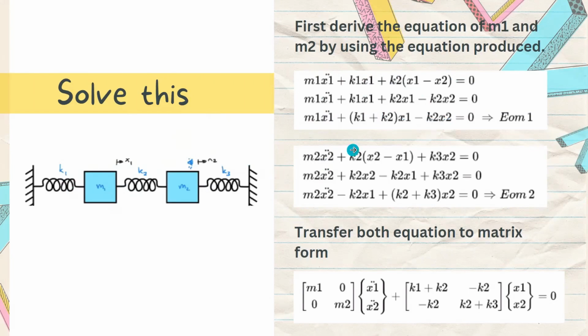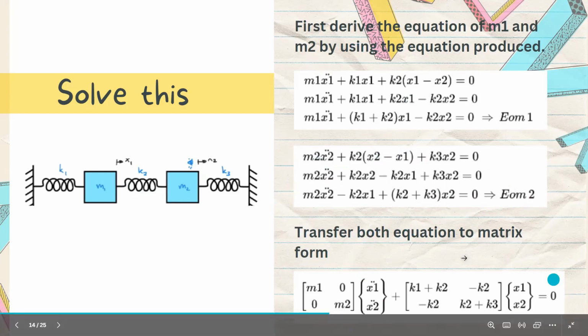So apply the same concept to m2. Here you can see there are two springs attached to m2. The first is k2, same concept. The k2 is compressed by x1 and extended by x2, but something different is x2 minus x1. So same, we rearrange the formula, then we get the second equation of motion. Now we transfer both equations to matrix form, and this is the matrix form of these two equations.